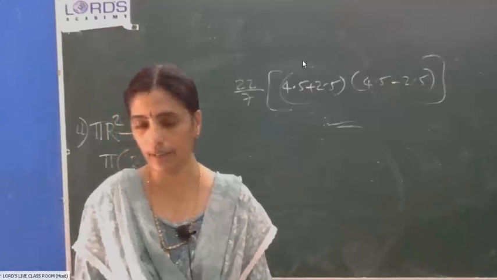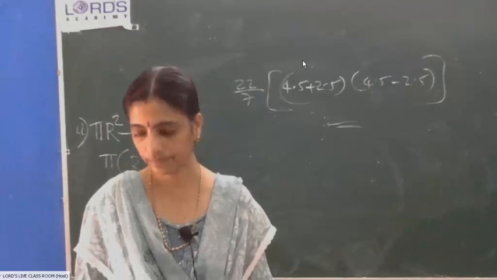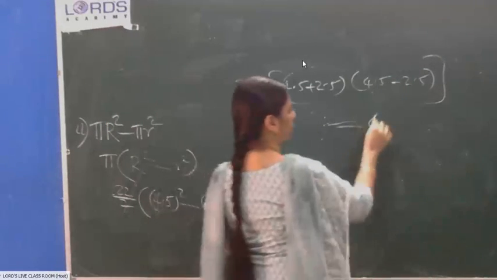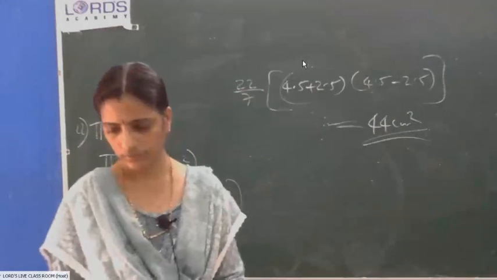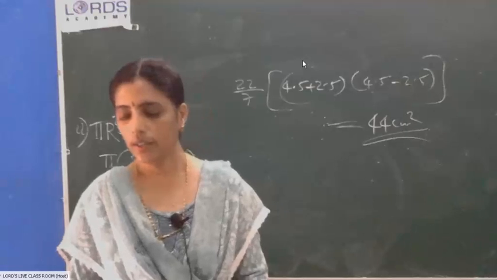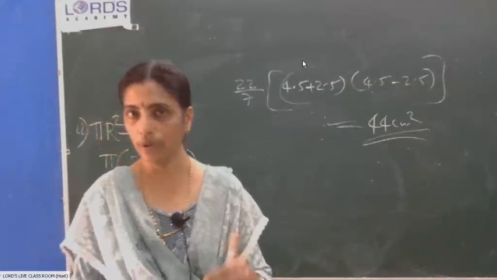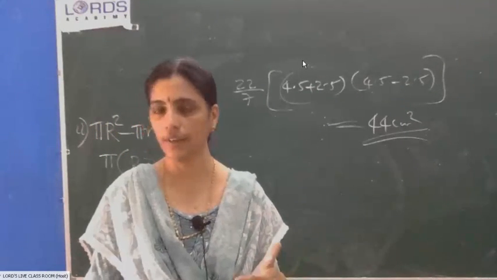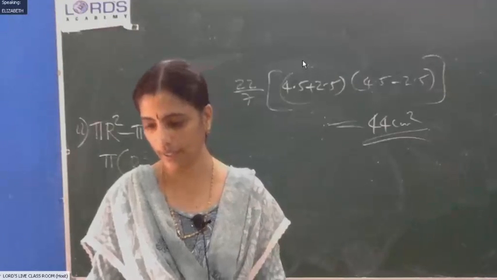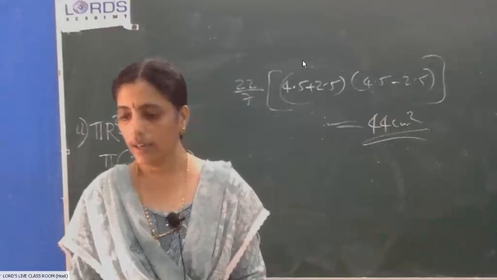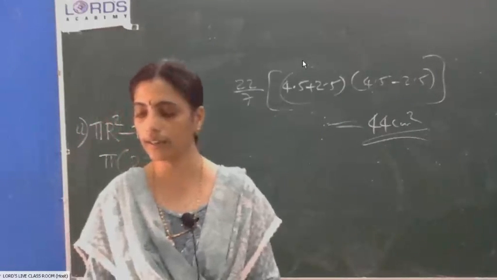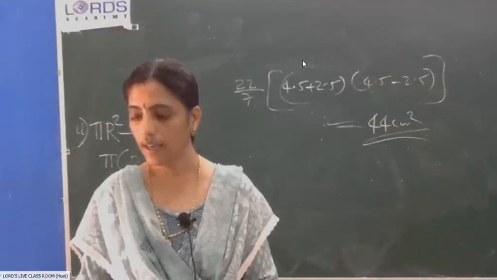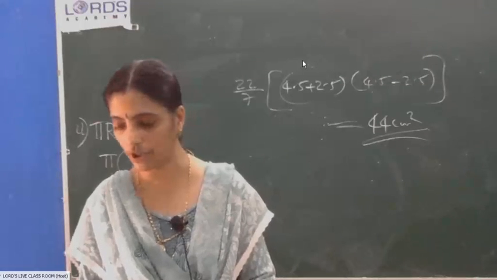Next, question number 7. This you will get the answer as 44 centimeter square, I think. Next, question number 7, all of you take. You can write the question after the class. Radii of the inner and outer circumference of a circular running track are 63 and 70 meter. Find the area of the track. You should draw the picture.